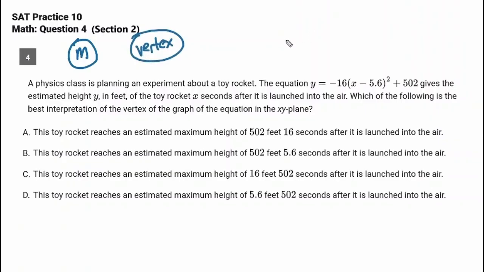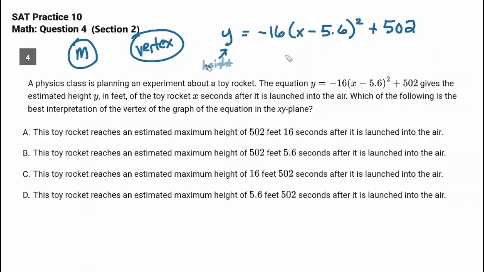It's the vertex. Let's start by rewriting the equation, and let's label what x and y are. What's y? It's the height. And what's x? It's seconds after launch. All right, I'm going to write A, B, C, D because I know I'm going to cross off. Best way to do this problem is just to go down and plug in the answer choices. A. This toy rocket reaches an estimated maximum height of 502 feet 16 seconds after it's launched into the air.